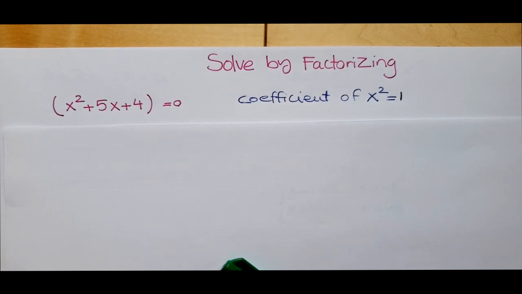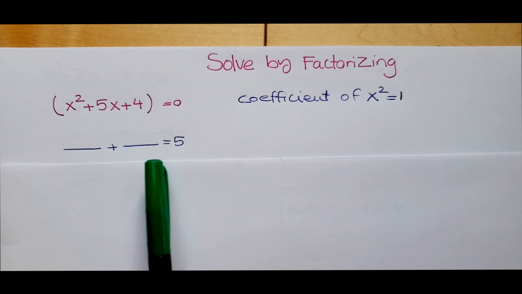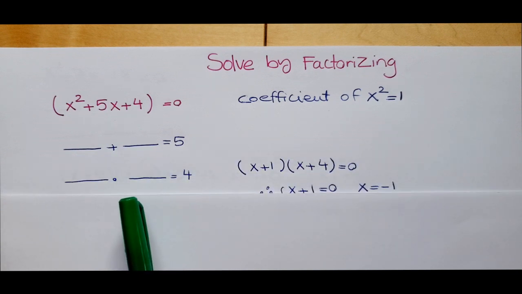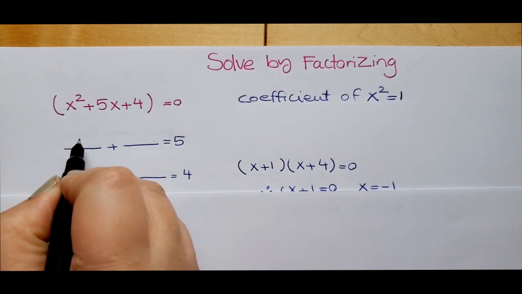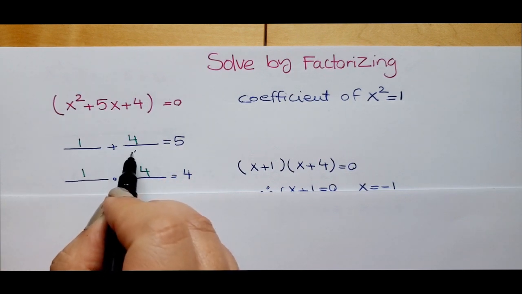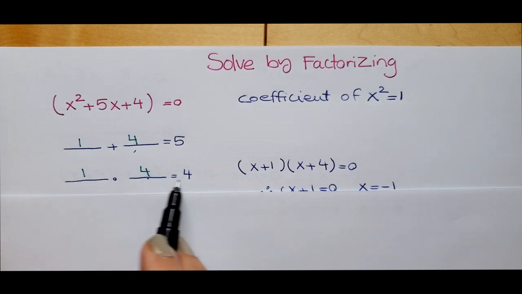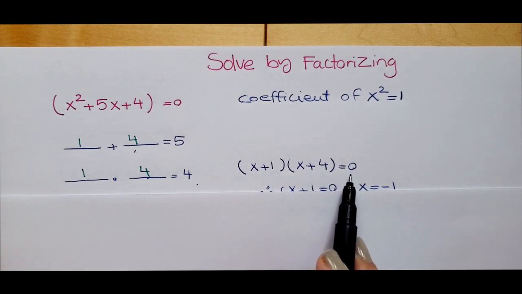This is practice time, so for theory you can refer to my other videos. We are looking for two numbers which, if we add them together, it would be equal to 5, and if we multiply them it would be 4. So the two numbers would be 1 and 4. As you can see, if we add them together, it would be 5, and if we multiply them, it would be 4. So I will factorize the equation as x plus 1 multiplied by x plus 4 equal to 0.